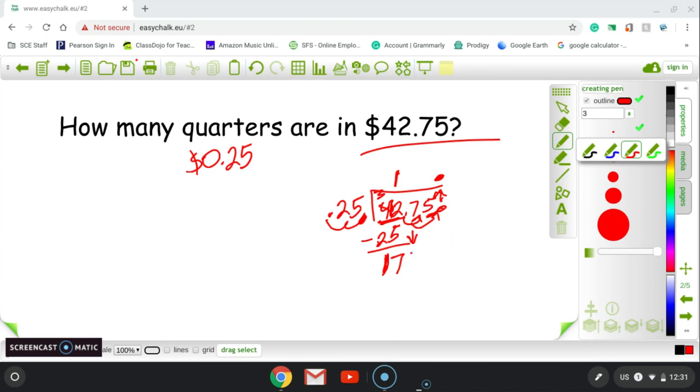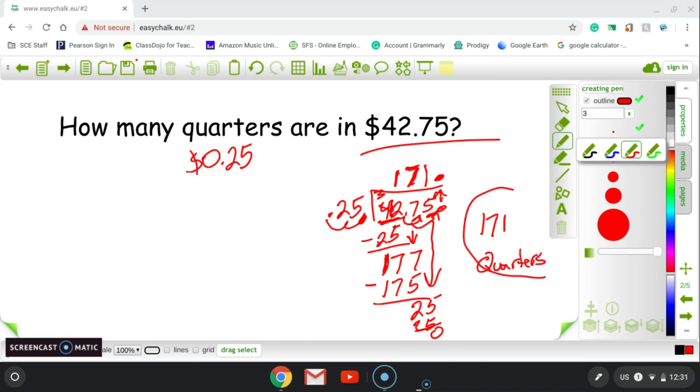Now we're going to bring down our 7 over here. How many quarters will fit into 177? Well, 25, 50, 75, 100, 125, 150, 175. That is 7 quarters. So I'm going to put 7 up top. 7 times 25 is 175. 177 minus 175 is 2. And I'm going to bring down my last 5. How many 25s will fit into 25? 1, which is 25. Our answer is 171 quarters. You didn't have to label it on Schoology, but if it's on your paper, that's great. But it's 171 quarters.